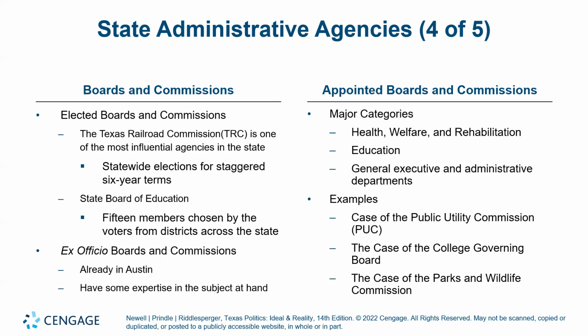Okay, let's take a look at some more of these. Let's take a look at the boards and commissions here. Let's take a look at the elected boards. Two major examples are the Texas Railroad Commission and the State Board of Education. The Texas Railroad Commission is one of the most influential agencies in the state because we have so much oil in the state, and we also have a lot of commerce in the state.